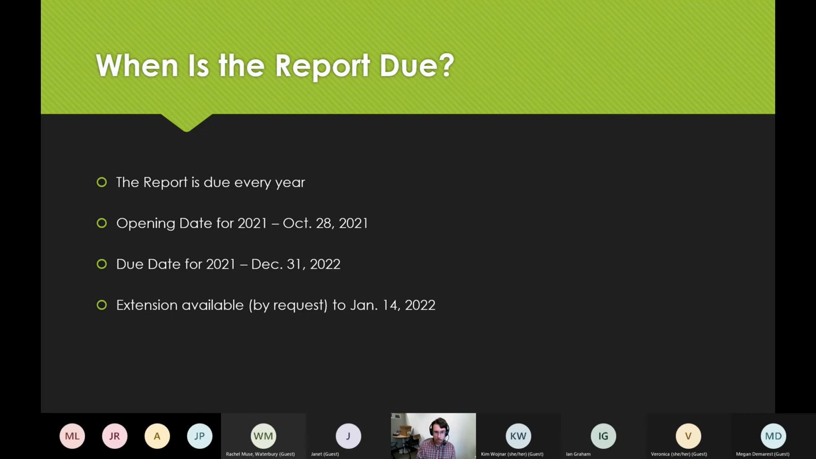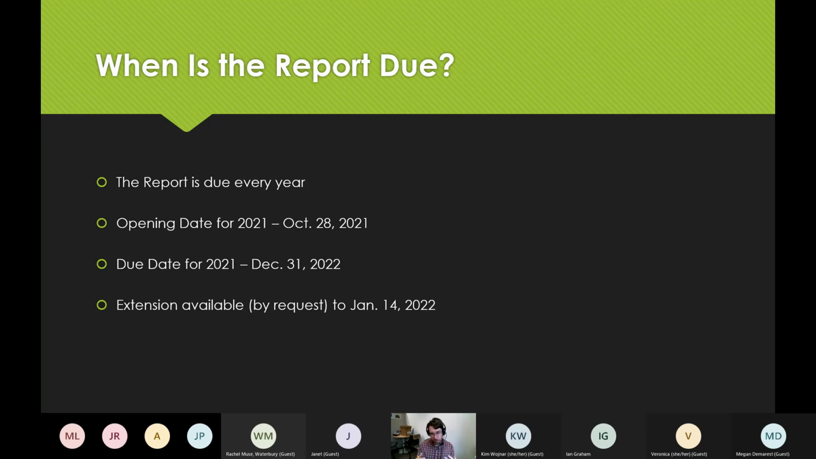This time around, the opening date was October 28th, so we're already open. The closing date is December 31st of, not 2022, sorry, 2021. So this December 31 is the last date, and then there's an extension available up to January 14th, which to get the extension, just ask for it.